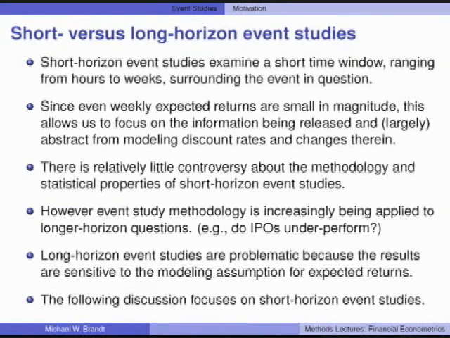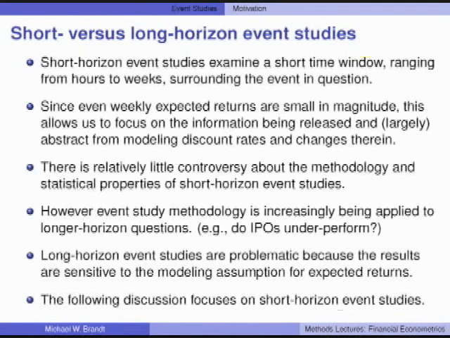The opposite can be said about long horizon event studies. They're extremely controversial because it is the classic joint hypothesis problem in this case, where over long horizons, months, quarters, and years, one has to worry a lot about what happens to expected returns over that time frame. And so we get into issues of specifying the expected return model, and that specification being just as important as measuring abnormal returns around the event.